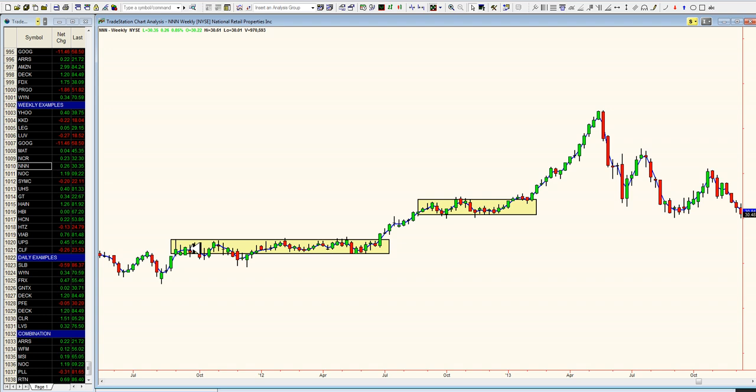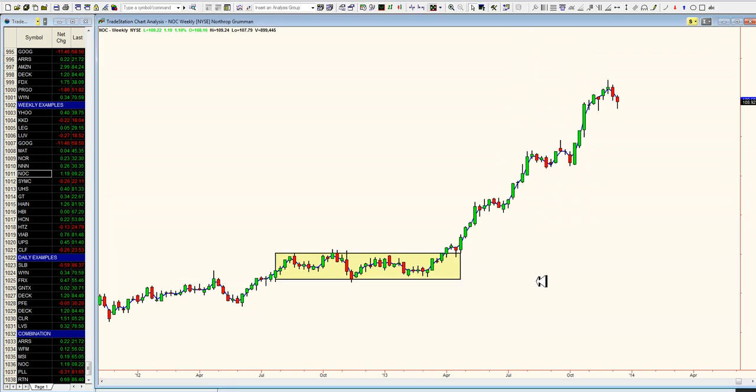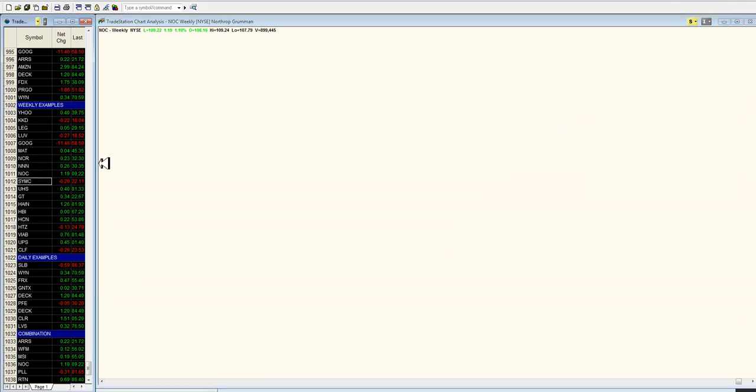NNN, you see where NNN went sideways, consolidated for months, almost a year, broke out, then consolidated again into 2012 and 2013, then had a nice strong run there. NOC just had an explosive move, broke out of that consolidation here in May of this year, and then pulled back, tested that breakout for a couple of weeks, and then just continued to run.